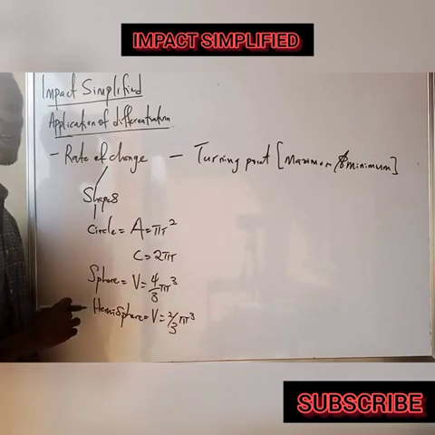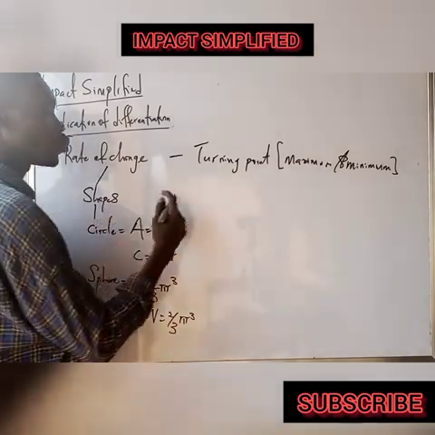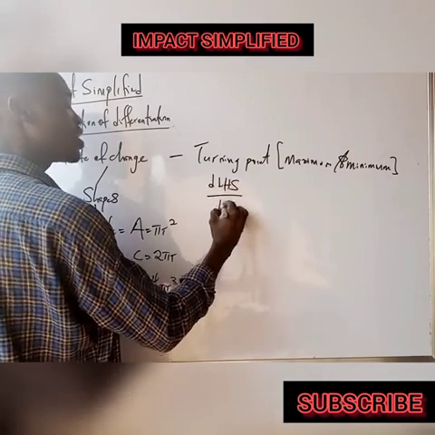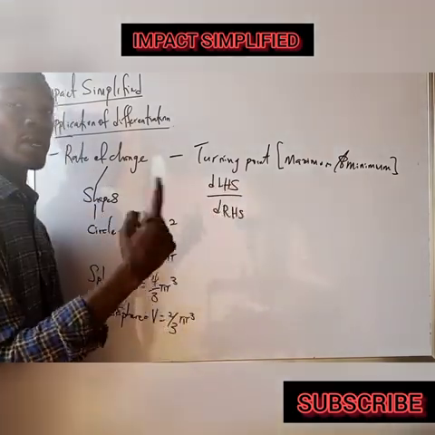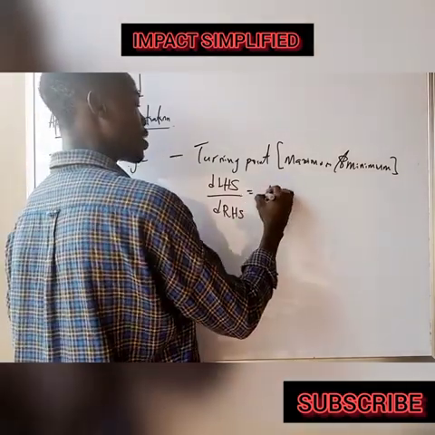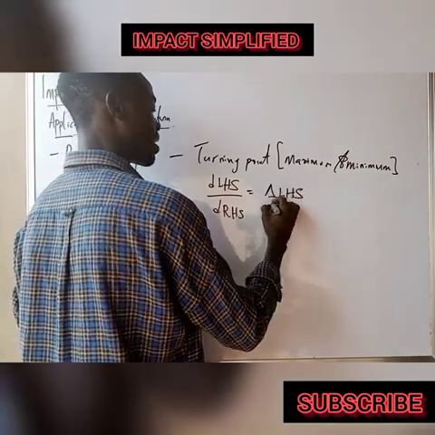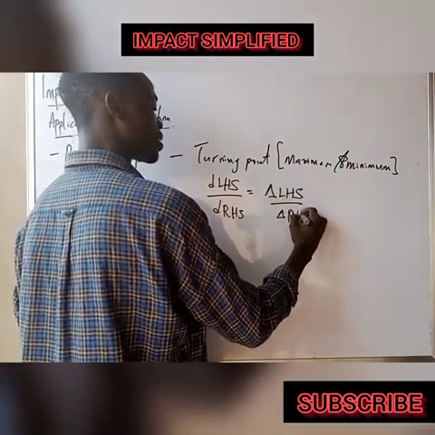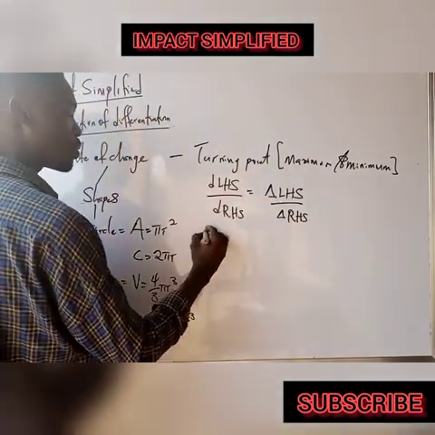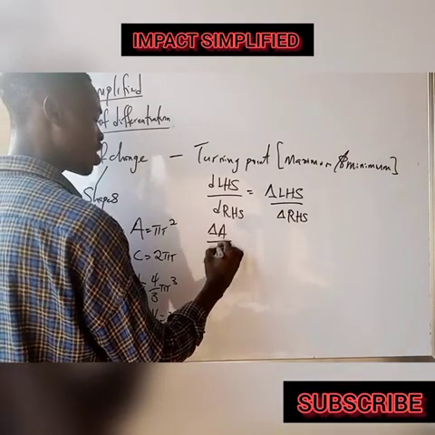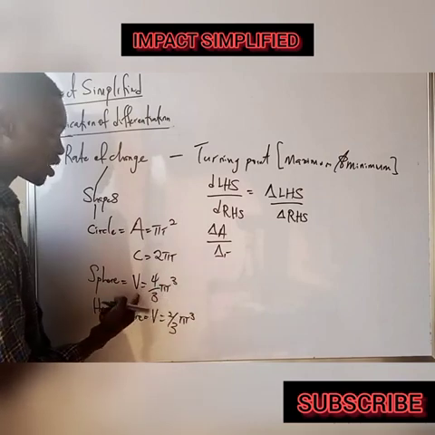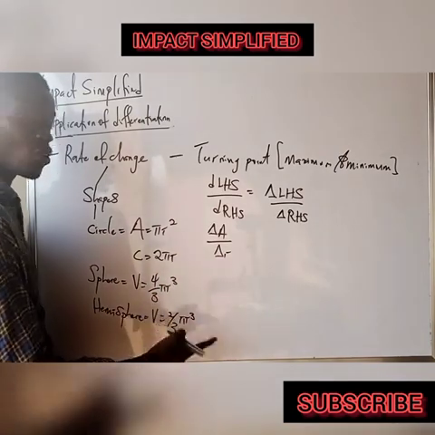But when we are talking of rate of change, we all know dy dx. One thing we must know here is we have the left hand side over the right hand side, which gave us dy dx in the previous video. But under rate of change, we don't make use of d. We make use of change in the left hand side over the change in the right hand side. So let's break it down. For this, we have change in A over change in R; for this, change in C over change in R; and change in V over change in R, change in V over change in R.